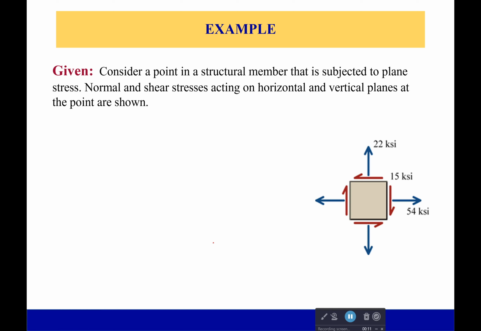So what we have right here is a stress element, and it tells us these stresses. We have normal stress in one direction and the other, and also our shear stresses. Remember, all those shear stresses are equal. And so what do we want to find?